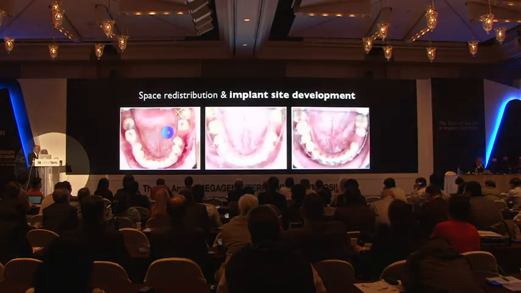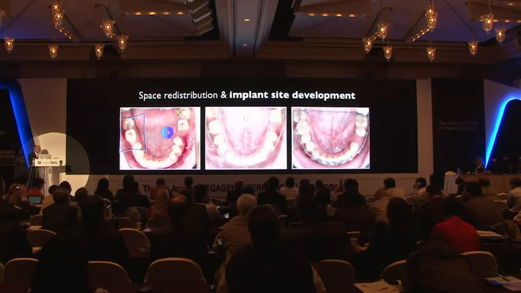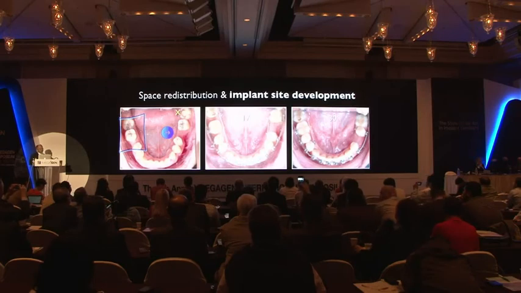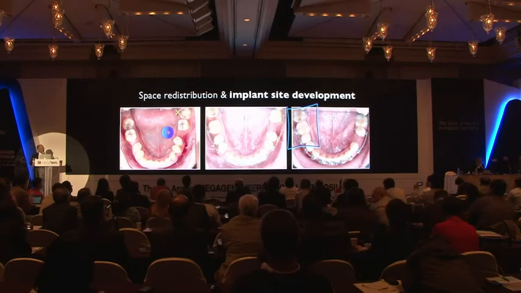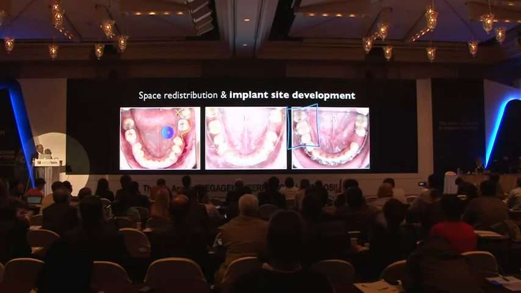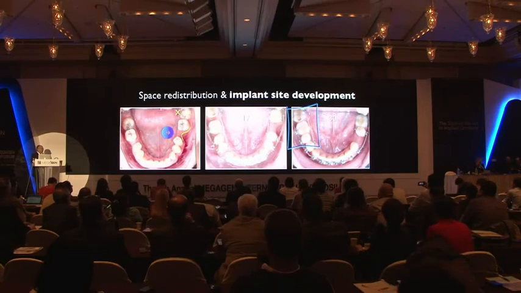So with that, we are doing a space redistribution. Look at that third molar, mesial tilt. Within 30 months, we'll be able to upright and close the space. And on the other side, we have the first molar, with a very, very narrow ridge.